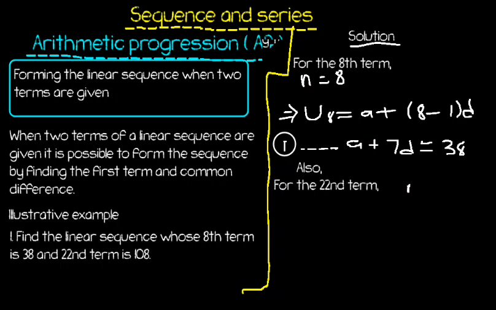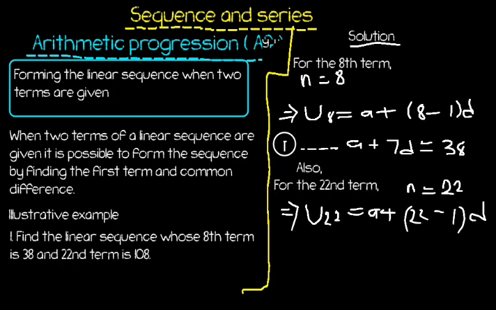Also, for the 22nd term, n is equal to 22. So u22 is equal to a plus 22 minus 1 bracket close d. So now we are using the 22. So a plus 22 minus 1, which is giving us 21. So a plus 21d is equal to 108, because in the question they were given that the term is equal to 108. So let's name that equation 2.